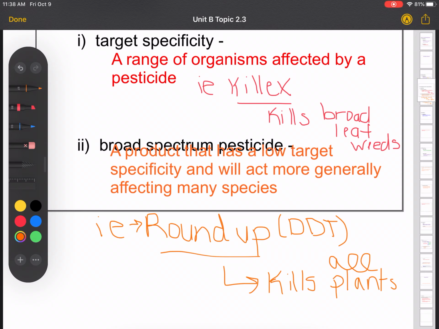To be honest, I also used this in my garden this summer. When plants were growing up where I didn't want them, I would just spray it directly on that plant.